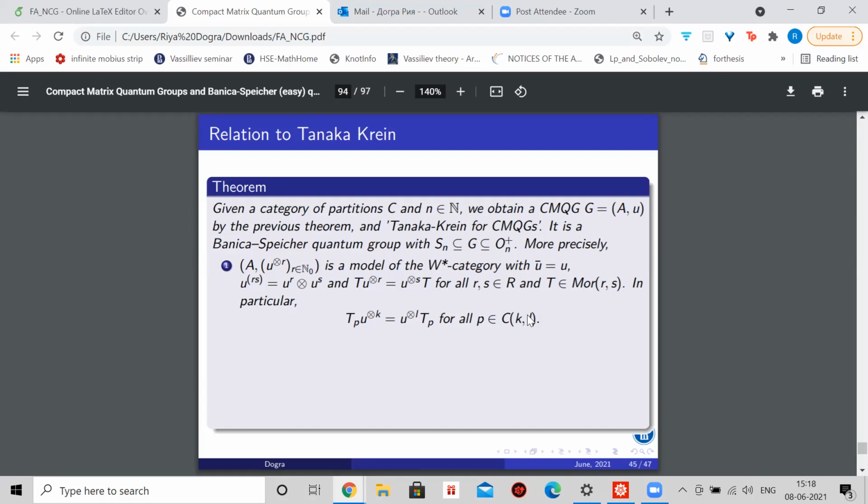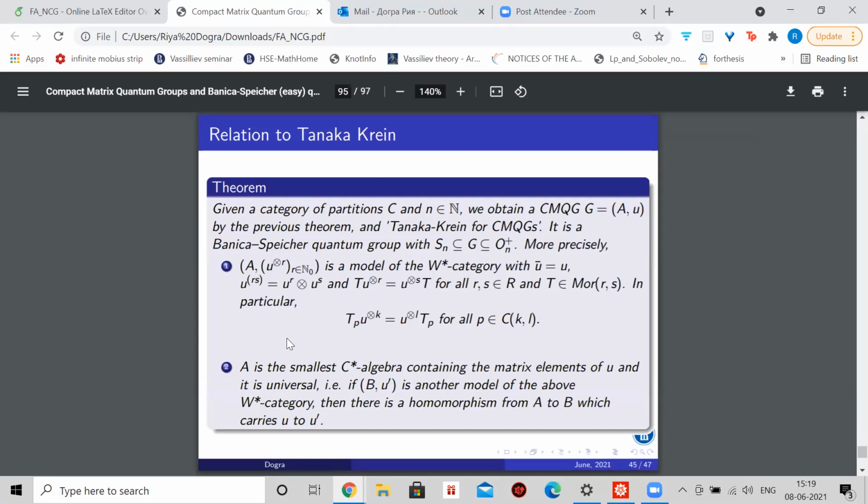And then there's another theorem that relates the representation theory of compact matrix quantum groups to Banica-Speicher quantum groups. If we have a category of partitions C and a natural number n, we can obtain a compact matrix quantum group by the previous theorem and by the representation theory of compact matrix quantum groups that we discussed earlier, because they form a W star category. And it is a Banica-Speicher quantum group where this holds, because that's how it was defined. Precisely, it can be written as this.